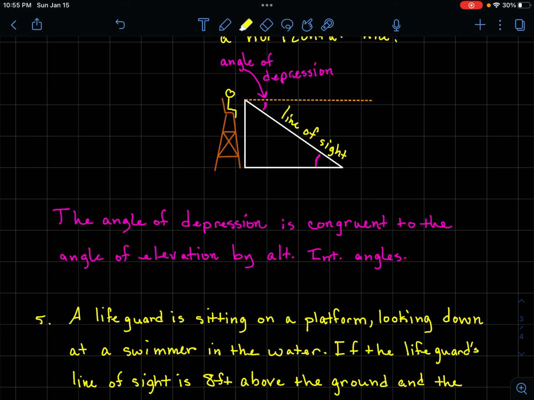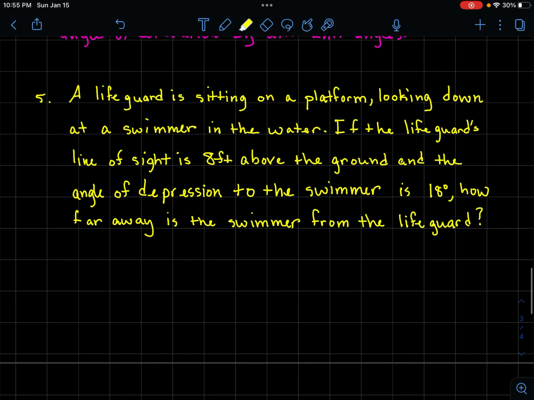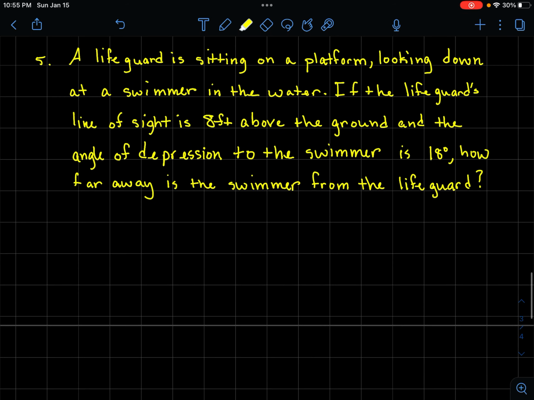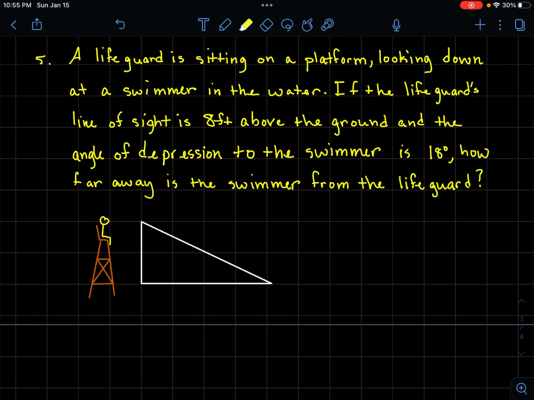So let's use this for some examples. A lifeguard sitting on a platform looking down at a swimmer in the water. If the lifeguard's line of sight is 8 feet above the ground and the angle of depression to the swimmer is 18 degrees, how far away is the swimmer from that lifeguard? We go back to our illustration. Here's our lifeguard. We know that he's 8 vertical feet above the ground. And if we extend out this imaginary horizontal line, we can use the angle of depression of 18 degrees.